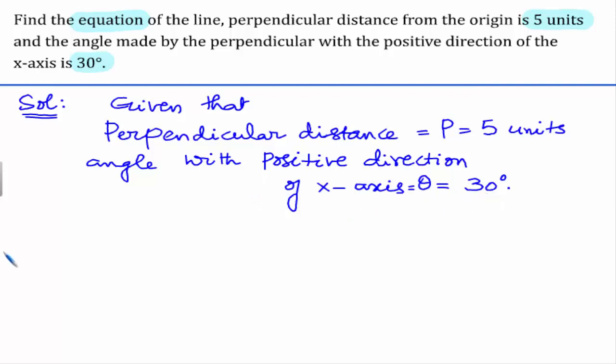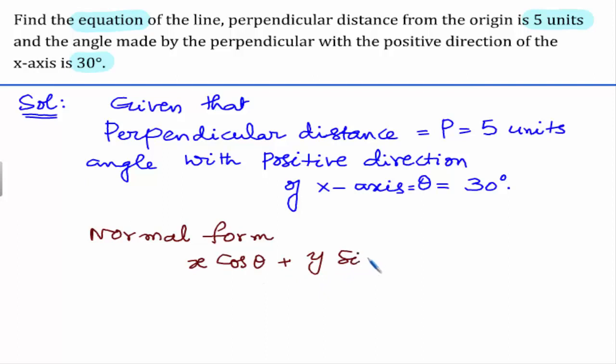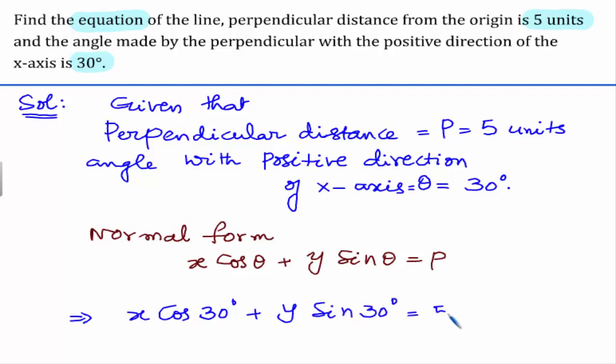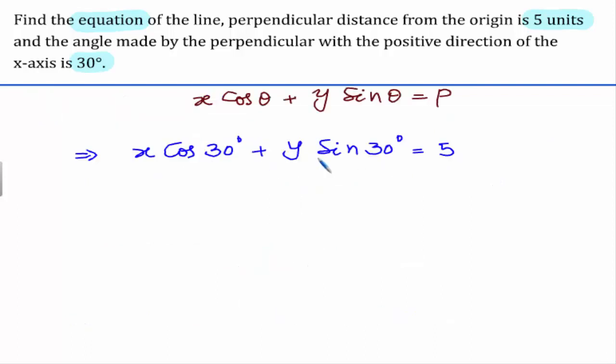Now in this case, how can we find out the equation? We have to use the normal form of the straight line. This is also known as perpendicular form, which says x cos theta plus y sin theta is equal to p. Here we have the values of theta and p. Then simply we will substitute into this to get the equation. This is x cos 30 degrees plus y sin 30 degrees is equal to 5.